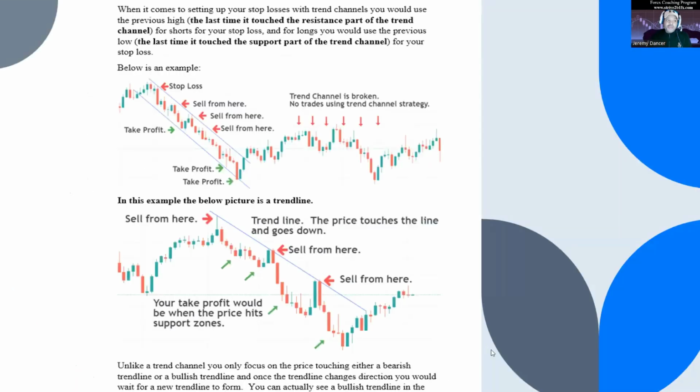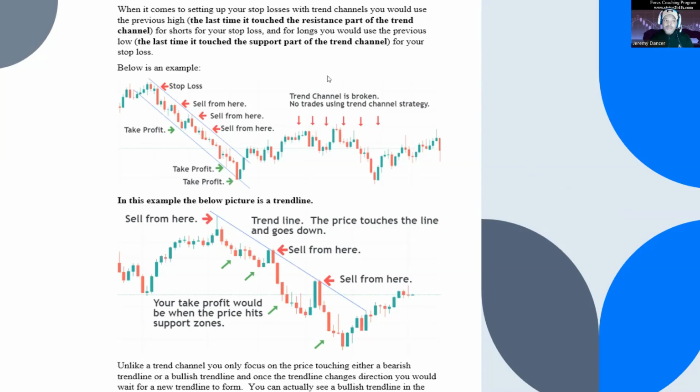So here's basically an example. And this is also a screenshot from my manual as well. When you become a member of my program, I have a complete book on how to trade Forex that you will also receive. And a lot of my material is in this format as well, so it's very easy to follow along.